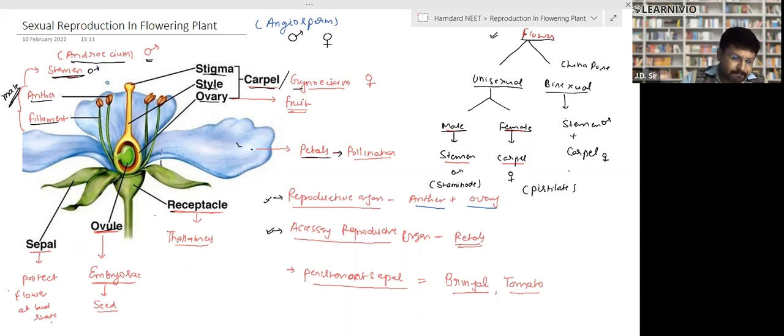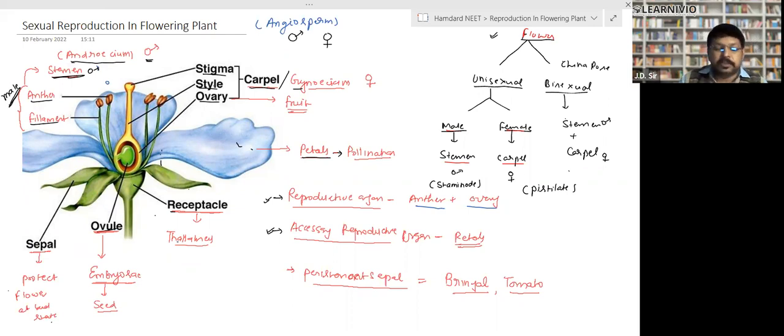Next point B, sepals. The green leaf-like parts in the outermost circle of the flower are called sepals. Full stop.